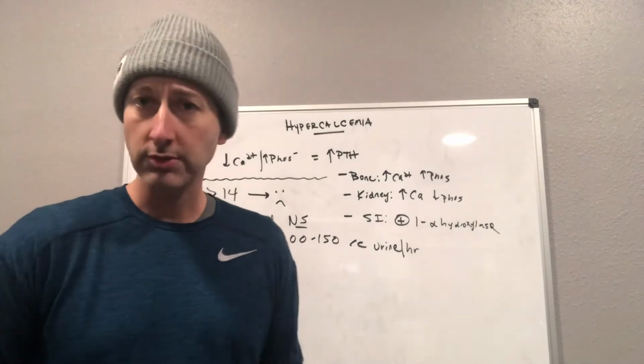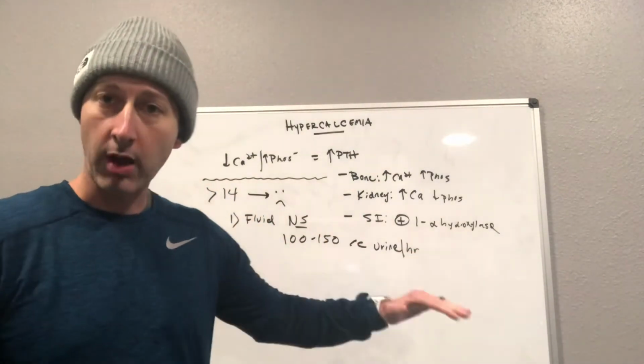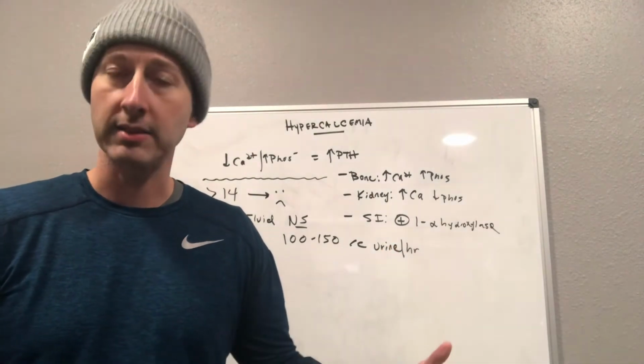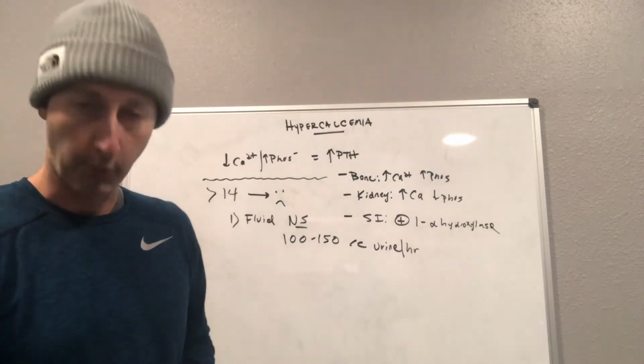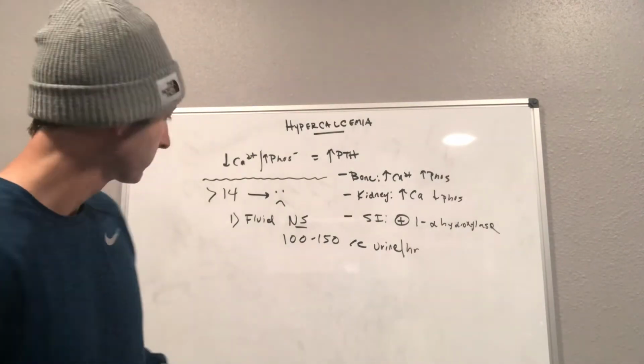When I ask you on rounds, how much are we going to give? You want to be able to say, give normal saline, aim for 100 to 150 cc's of urine per hour. And you can certainly look back at the patient, ask the nurse, hey, we need accurate ins and outs, and then you can adjust your normal saline for that, okay? But that's the reason why we're giving normal saline and not lactated ringers.